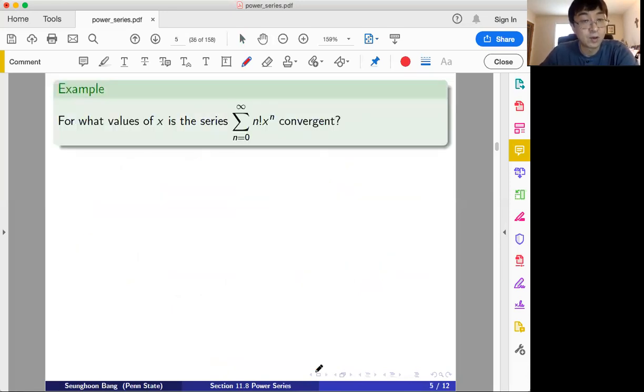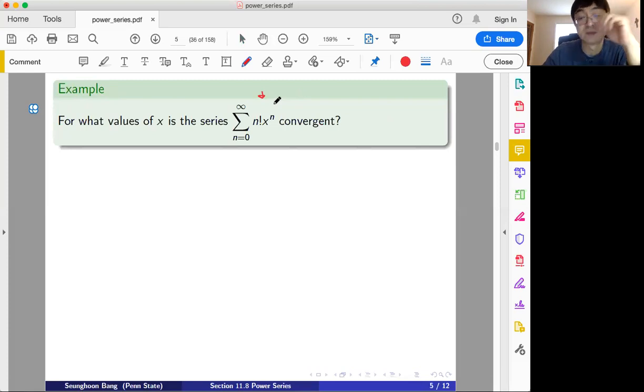So here, the one question. For what values of x is the series summation from n equal to 0 to infinity of n factorial x to the n convergent? Remember, the series is given. Is the series convergent or divergent? How can you check? We learned the 7 tests: the test for divergence, integral test, direct comparison test, limit comparison test, the ratio test, the root test, and the alternating series test. Which test is possible for checking whether this series is convergent or divergent?